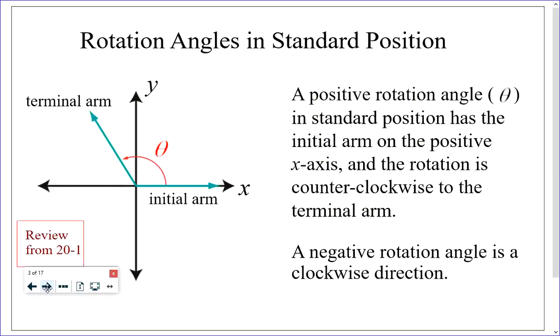Review from Math 20. You do need to know basically that positive rotation angles are counterclockwise on the coordinate grid from the positive x-axis, whereas negative rotation angles are clockwise. The reason for that is a positive rotation angle sweeps through the 4 quadrants in the order that they're numbered: 1, then 2, then 3, then 4.